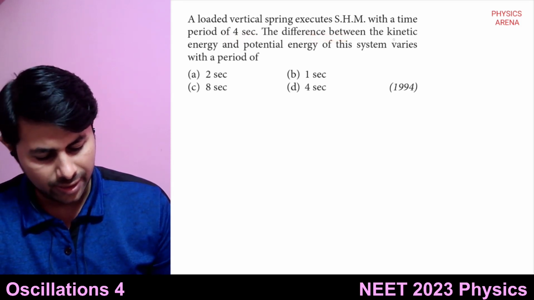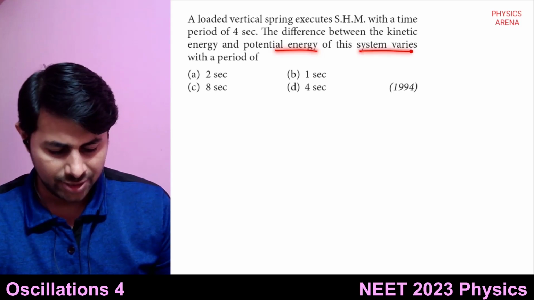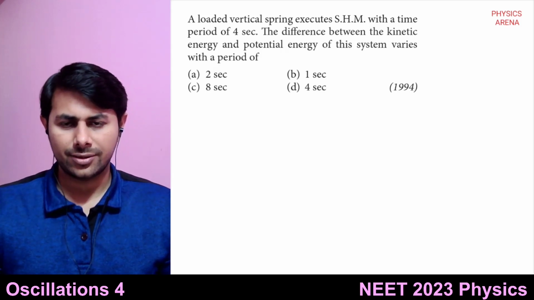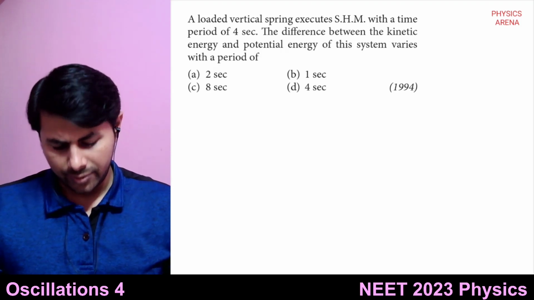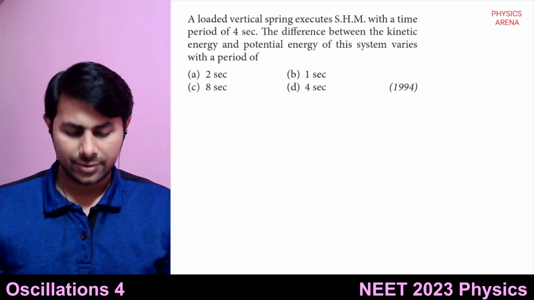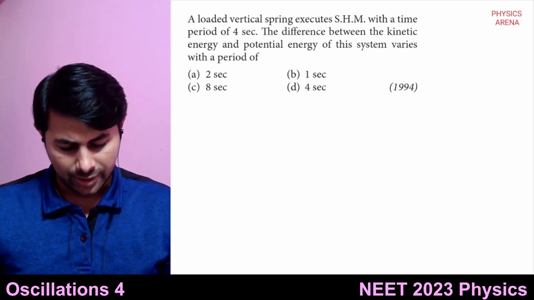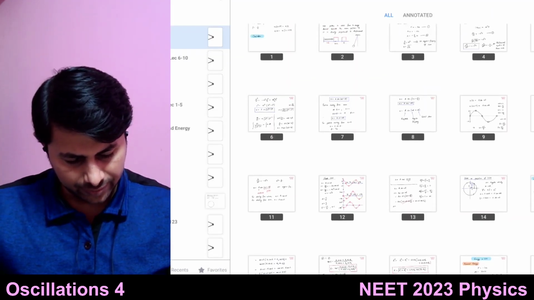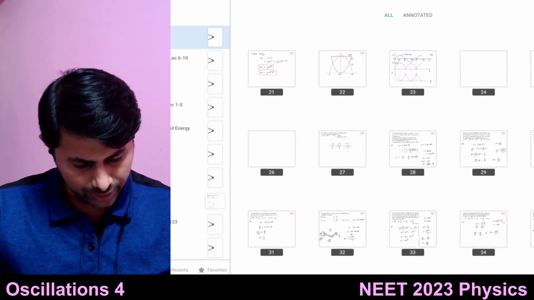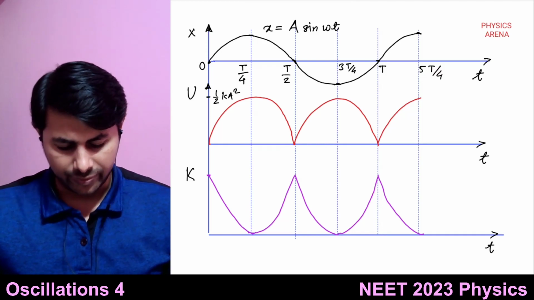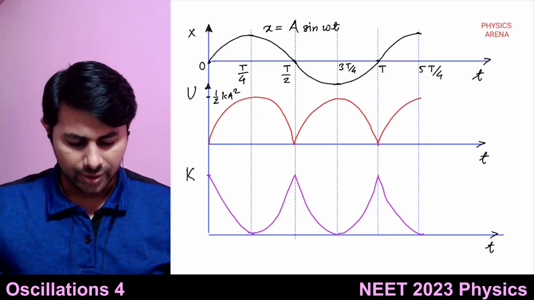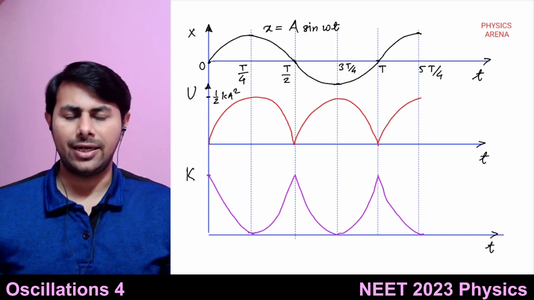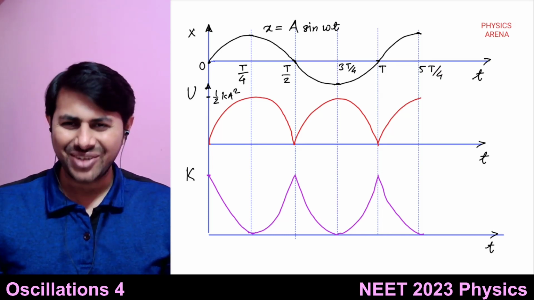A loaded vertical spring executes simple harmonic motion with a time period of 4 seconds. The difference between the kinetic energy and potential energy of the system varies with a period of 2 seconds, 1 second, 8 seconds or 4 seconds. So see, it is performing simple harmonic motion, right? And if we talk about the potential energy and kinetic energy in simple harmonic motion, we have this kind of a curve. Now they are saying if we take the difference between potential energy and kinetic energy, what kind of graph will we get?